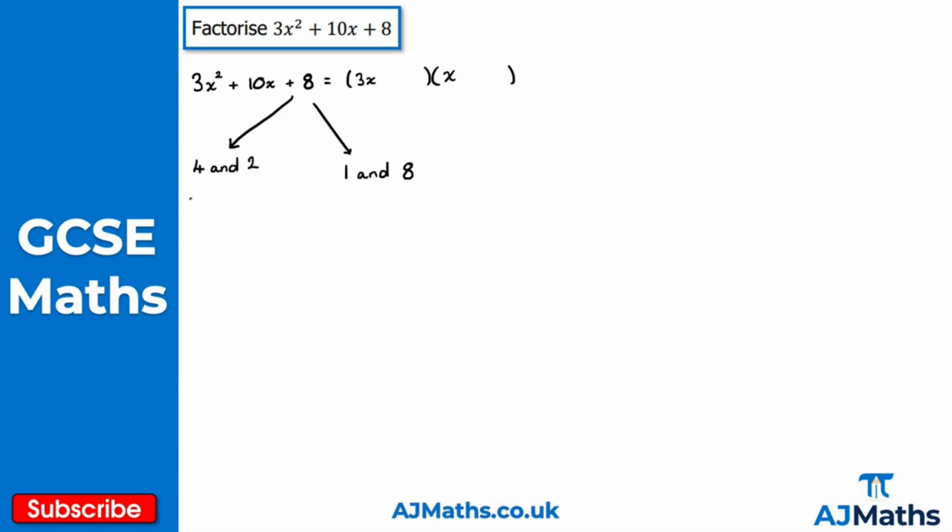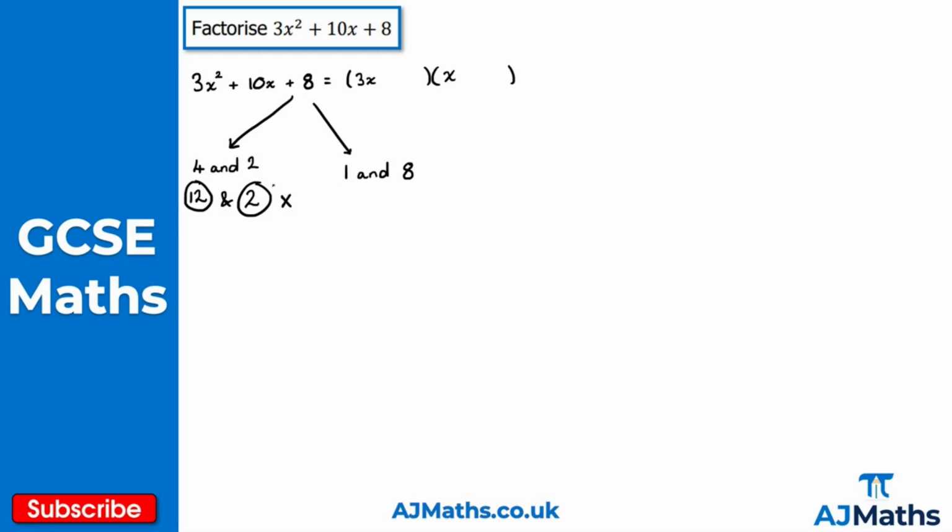So 4 times 3 is 12. We get 12. And the other number would just be times by 1x, so it would stay as it is, that would be 2. We get 12 and 2. If we add those together, do we get 10? Well, obviously not. 12 plus 2 is 14. So it won't be these two numbers.